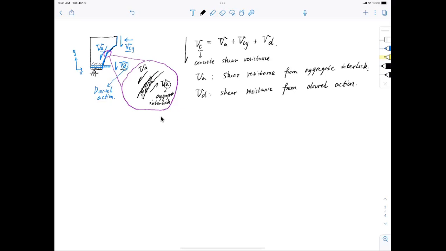Okay, so now there you have it. And last but not least, VCY is the shear resistance from the compressive zone, from the remaining compressive zone, because when I do the 45-degree cut, there's only a small piece of diagonal compressive zone left. So that, ladies and gentlemen, are the shear contributions for the design.